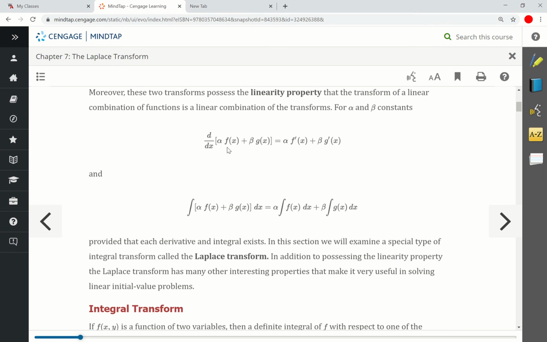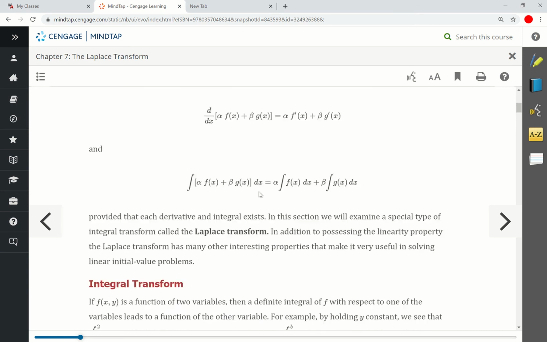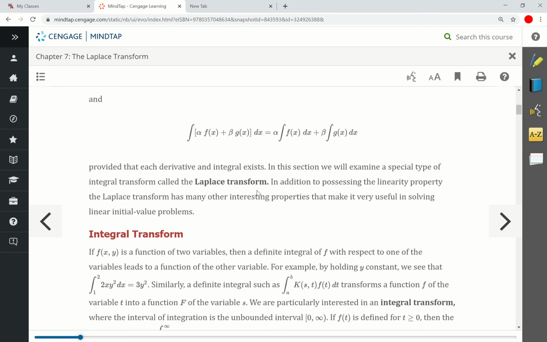So we've seen in the past that this would be equal to alpha times the derivative of f of x, which we call f prime, plus beta times the derivative of g, which would be g prime. Similarly, anti-differentiation, i.e. integration, is also linear. So if you wanted to integrate a linear combination, it's simply going to be the integrals of the two functions times their respective constants added together. So differentiation and integration are linear. We're also going to see a new type of transform now called the Laplace transform that will be defined as an integral transform, and it too will end up being linear.